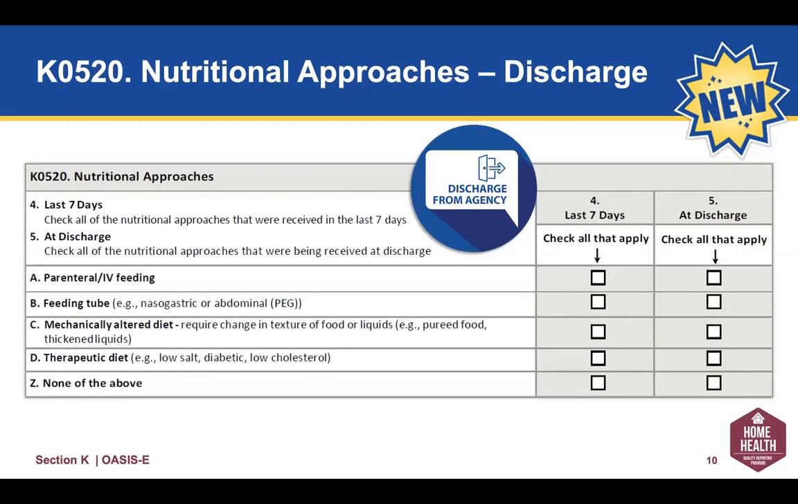K0520 looks a little bit different on discharge from agency. While you're assessing these same data elements, you're going to check the first column labeled number 4 for all nutritional approaches that apply in the last 7 days. And you're going to check in the second column labeled number 5 all the nutritional approaches that still apply at discharge. You would check Z if none of these apply for either column.